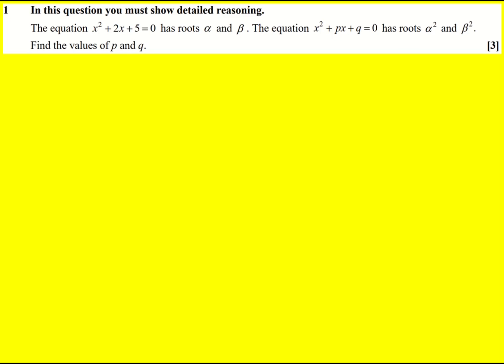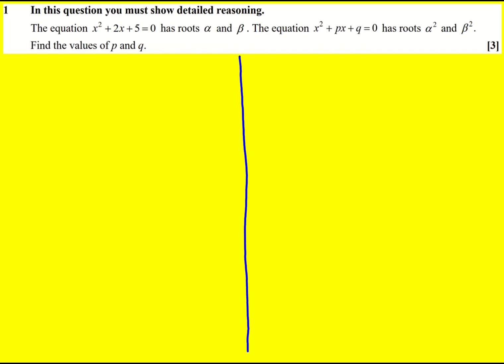We're told that the equation x squared plus 2x plus 5 equals 0 has roots alpha and beta, and then we're asked to find a quadratic that has roots alpha squared and beta squared. There's two approaches for doing this. You can use the sum of roots formula, or you can use the substitution. I'm actually going to use the substitution. I think it's a little bit quicker, but we'll see.